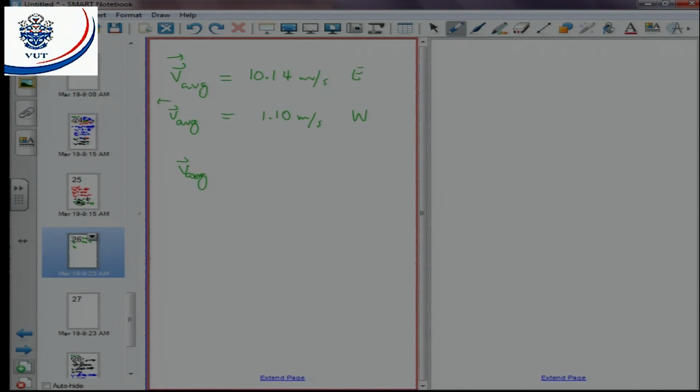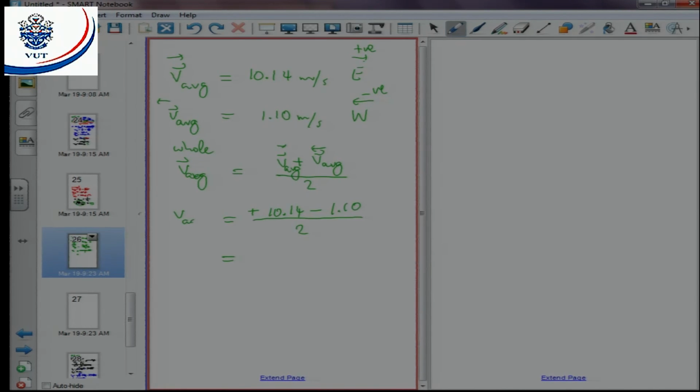Okay, so if now I want the average velocity for the whole trip, I just need to add the average velocity for the forward trip to the average velocity for the return trip and divide by 2. So if I add those two and divide by 2, just remember that these are vectors, so east is what we said was positive, that means west is negative. So this is actually 10.14 plus minus 1.10 over 2.